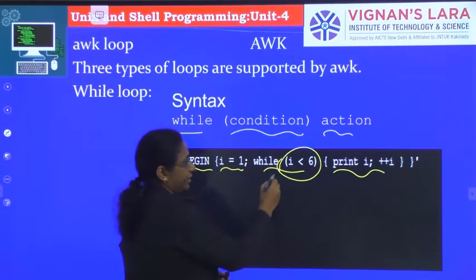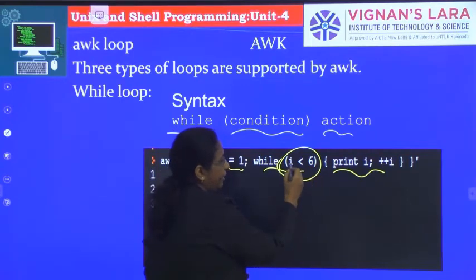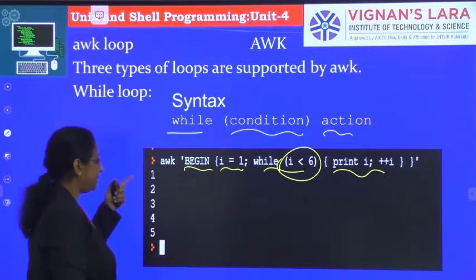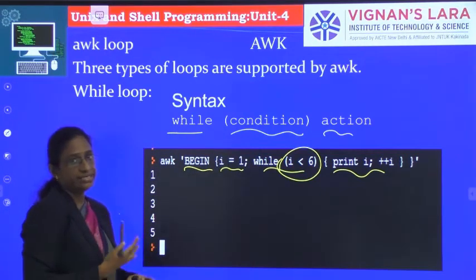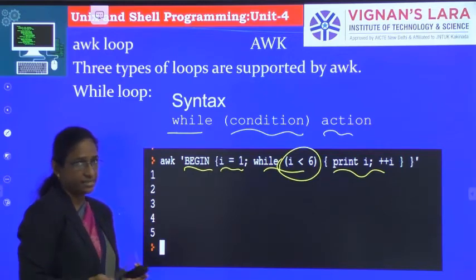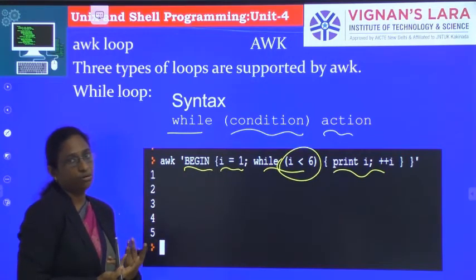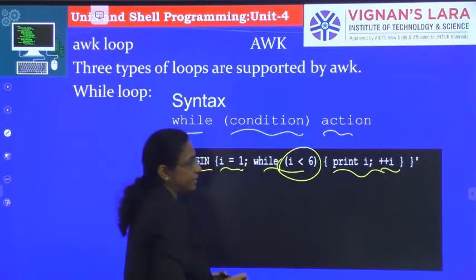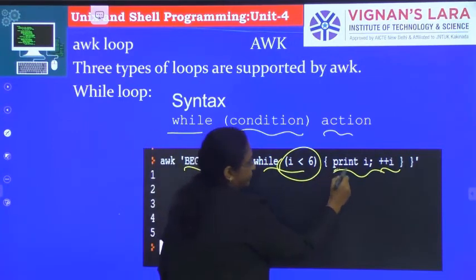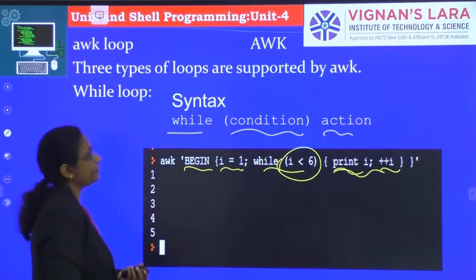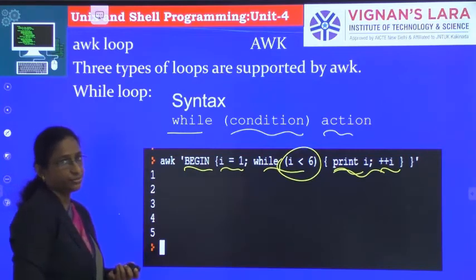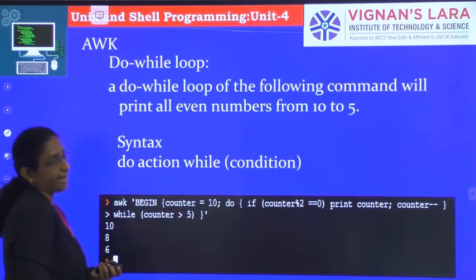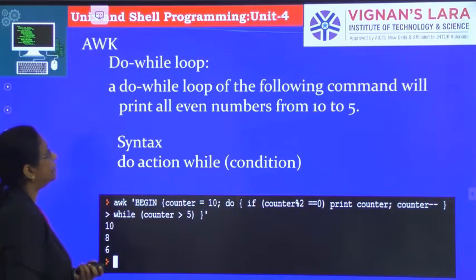So when i is less than 6, that i value will be printed. The output will be 1, 2, 3, 4, 5, and when i is equal to 6, 6 less than 6, the condition is false, so we come out of the loop. We have incremented i here, and the output is print i. So you can write while loops like this. Similarly you can do the do while also.